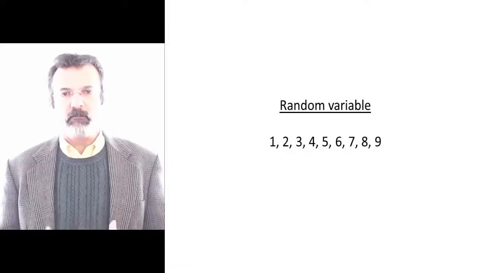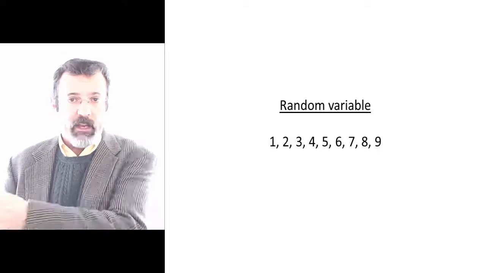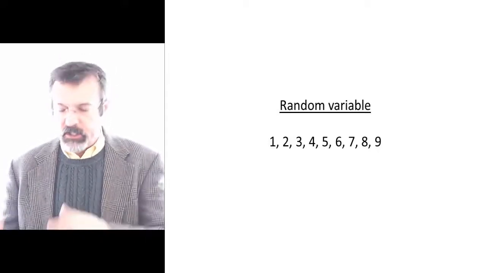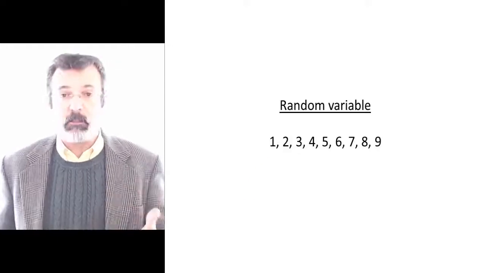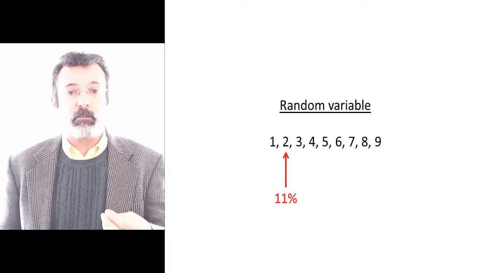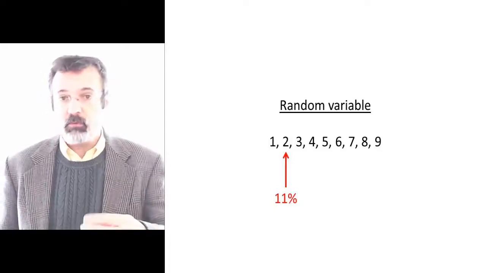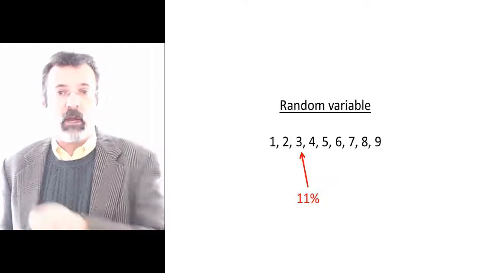Suppose we have a random variable that can take on the values 1, 2, 3, all the way up to 9. And it takes on each of these values with equal probability. That is, there's an 11% chance that the random variable will take on the value 1. There's an 11% chance that it will take on the value 2. There's an 11% chance it will take on the value 3, and so on, all the way up through 9.